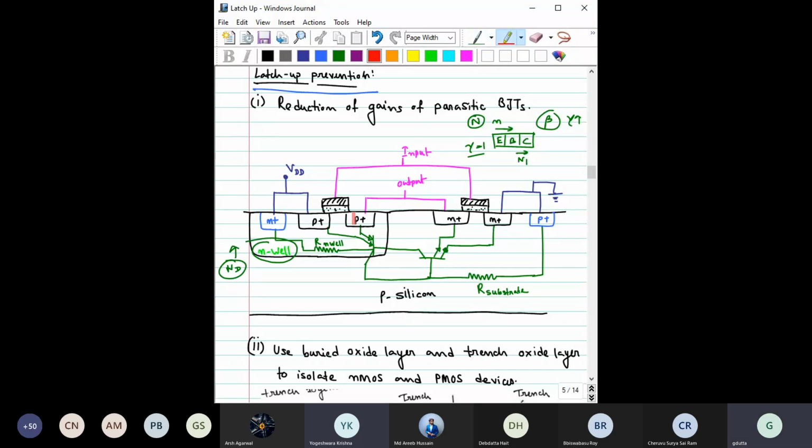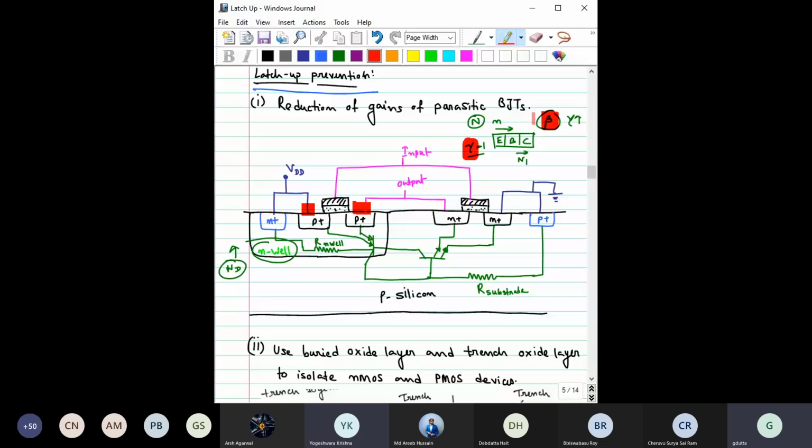So if you reduce the doping in this region or in this region, then what will happen? That will increase the parasitic resistance for the MOSFET. That is not intended, so you cannot reduce it. So one technique is, instead of this ohmic contact, you use a Schottky contact here. If you use a Schottky contact, that will reduce this gamma, and basically that will also reduce this beta.